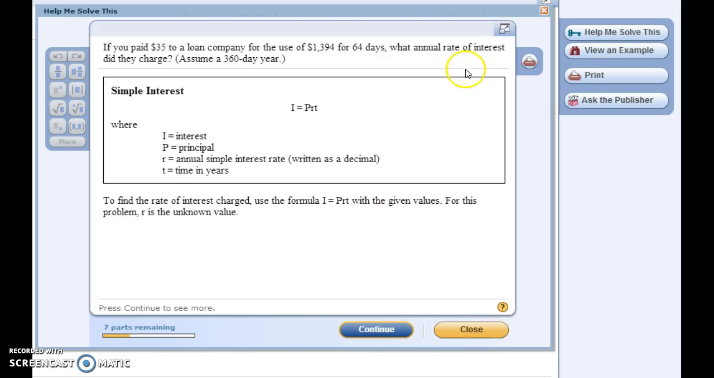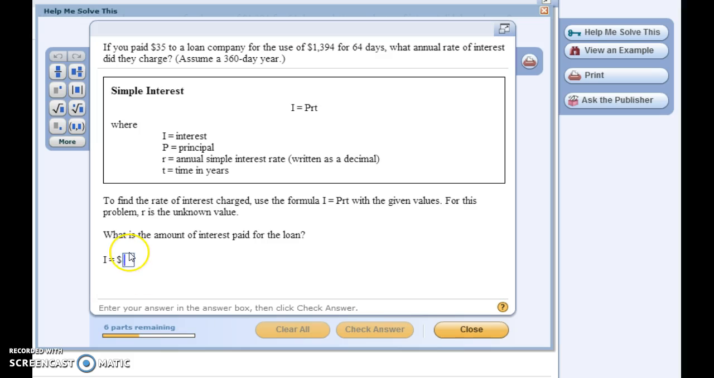it reminds us that R, the interest rate R, is the unknown value we're going to try to solve for. And the details up here in the problem are going to tell us the interest, the principal, and the time. So we'll be able to figure out all the letters here except for R. And then we'll use algebra to solve for R.